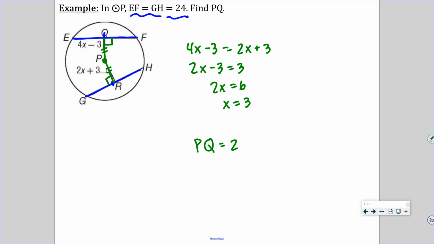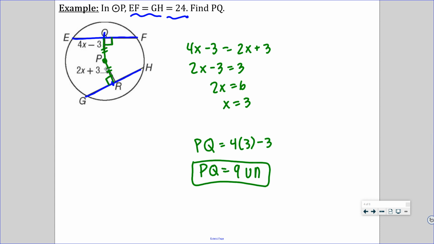PQ is 2. Just kidding. Almost plugged it into PR. Doesn't matter though. Should get the same answer, same distance. 12 minus 3, 9 units. Okay. That's basically the first piece. It's not really a theorem, just relationships with congruent chords.